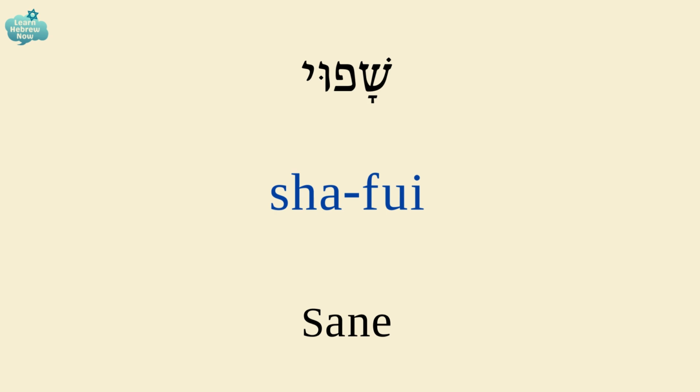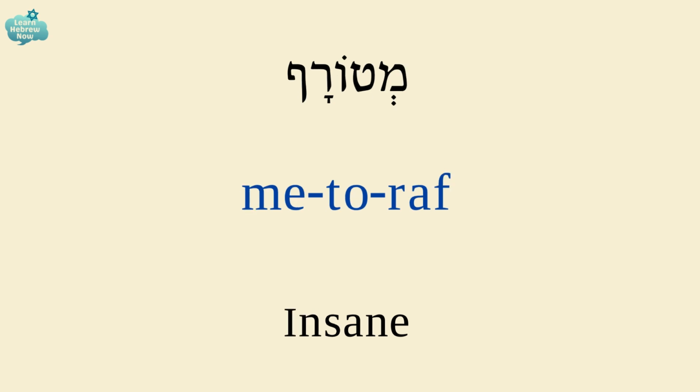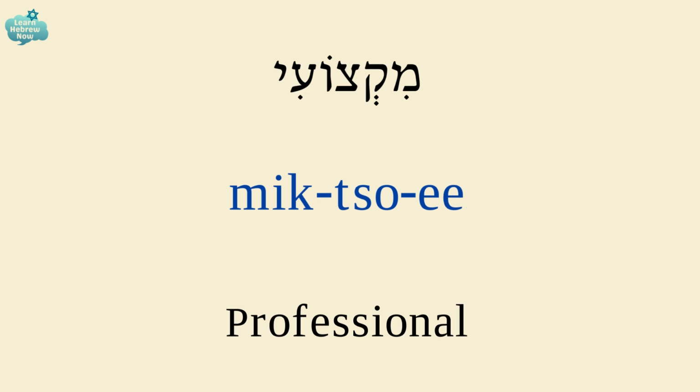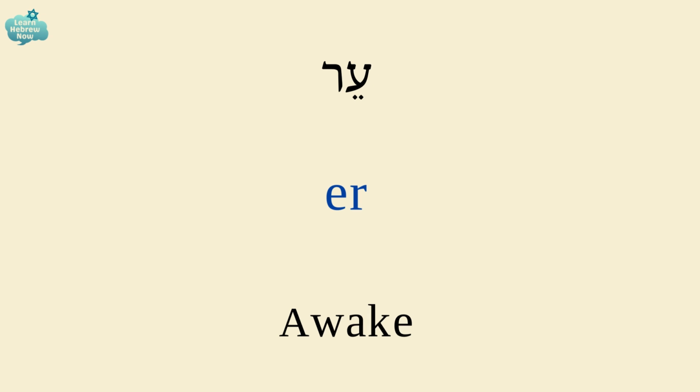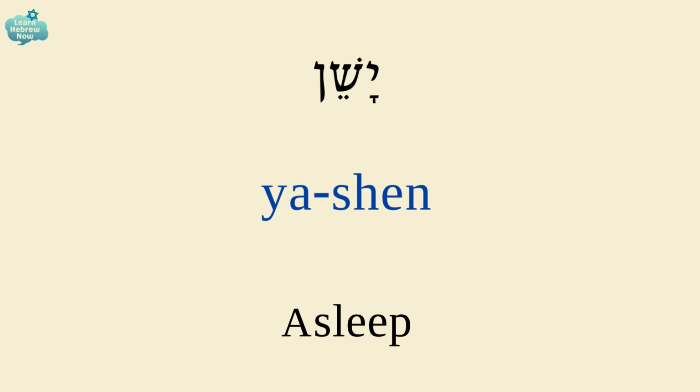Sane is שפוי. Insane is מטורף. Professional is מקצועי. Amateur is חובבני. Awake is ער. Asleep is ישן.